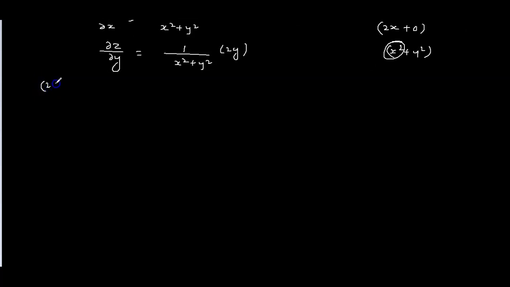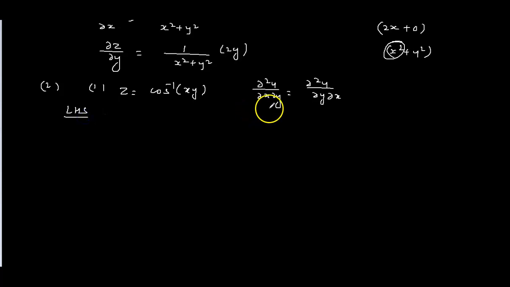The next question we need to verify here: z is equal to cos inverse of xy, and you have to prove that del square u by del x del y is equal to del square u by del y del x. So we are starting from the LHS, the left hand side.